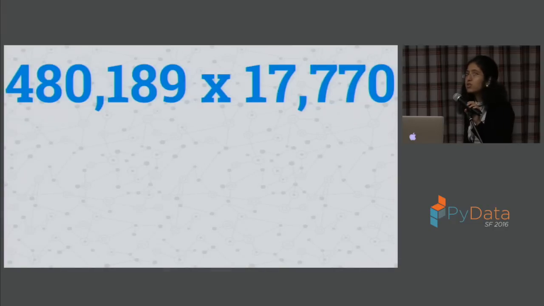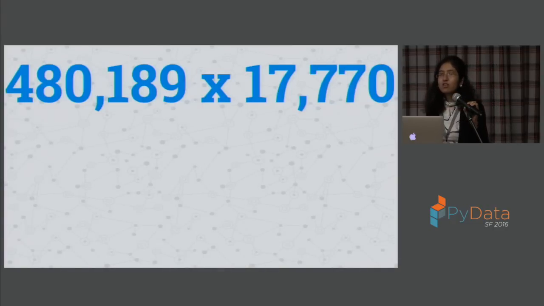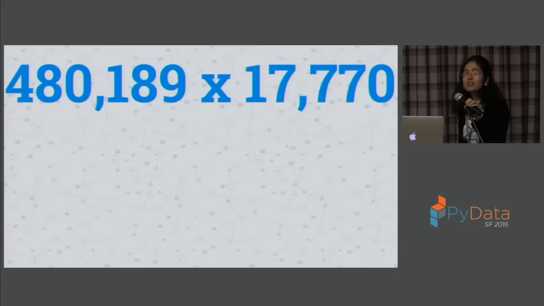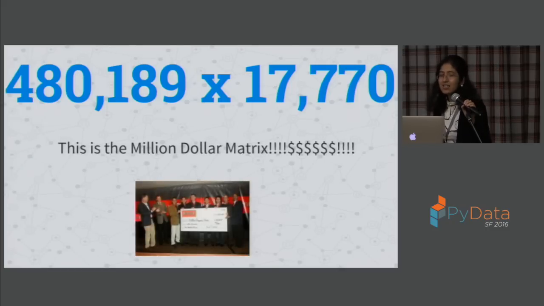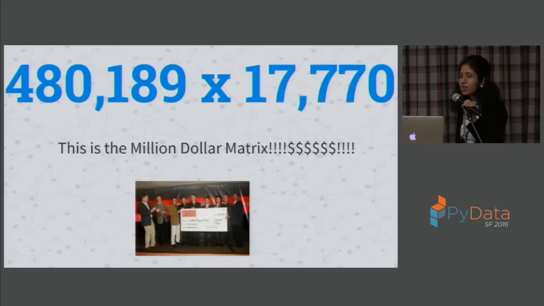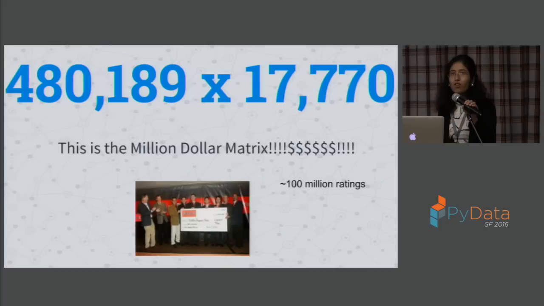So why did I choose this matrix, 480,000 cross 17,000? Anybody knows about this matrix? Yeah, this is the $1 million matrix. It was released as part of the Netflix competition somewhere back in, I think, 2006, and the goal was to come up with a new algorithm for recommender systems which would improve the accuracy over the existing Netflix algorithm by more than 10%. And this matrix has about 100 million ratings. You think that's a lot of ratings?